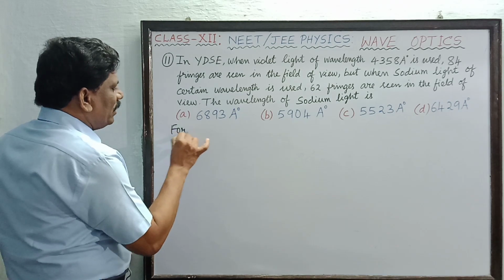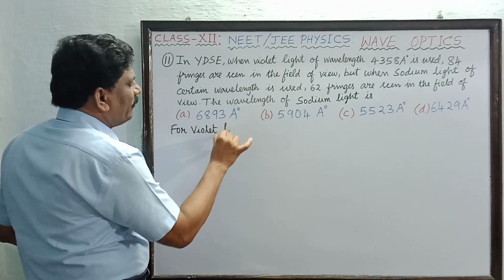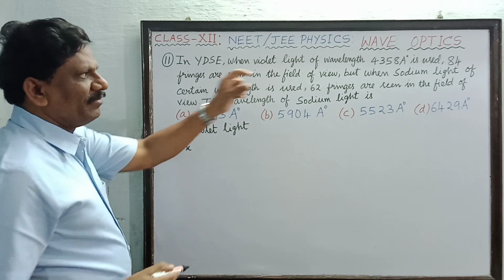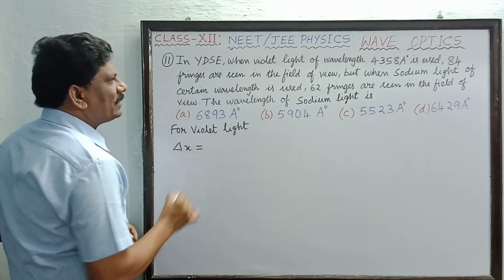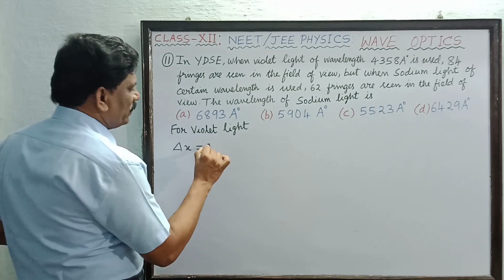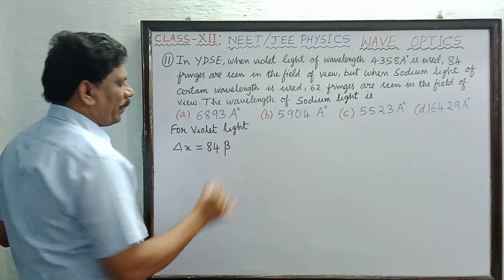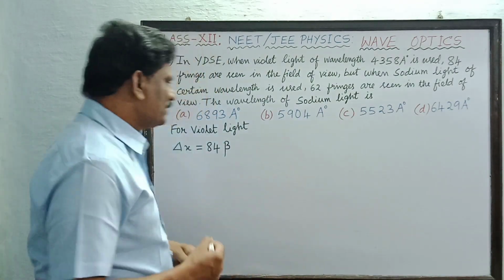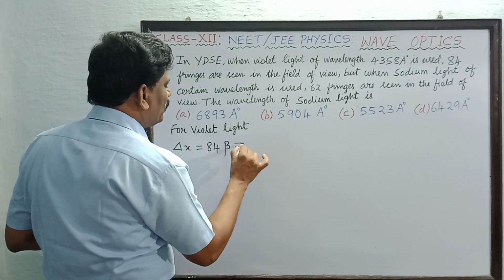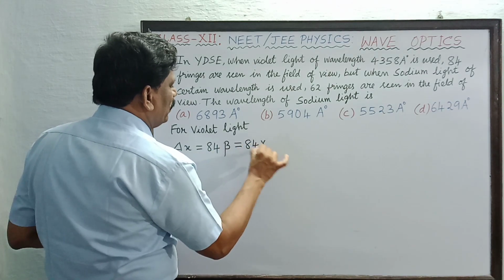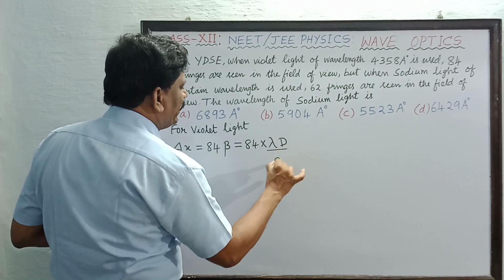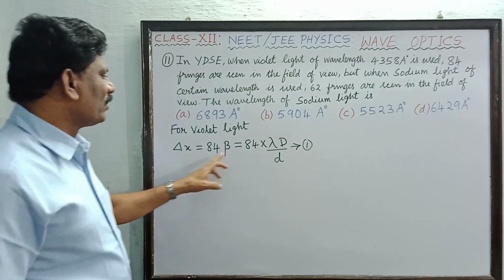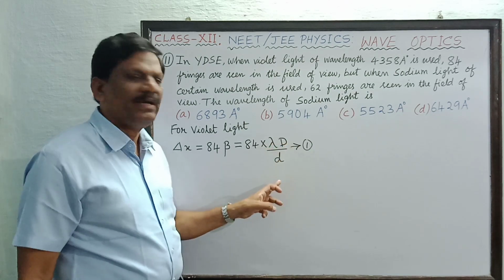First one is for violet light. For violet light, the distance, or the number of fringes formed on the screen, delta x is equal to 84 times beta. What is beta? Beta is called the fringe width. So in terms of wavelength of light, this is also equal to 84 into lambda capital D divided by small d. So this is equation 1.